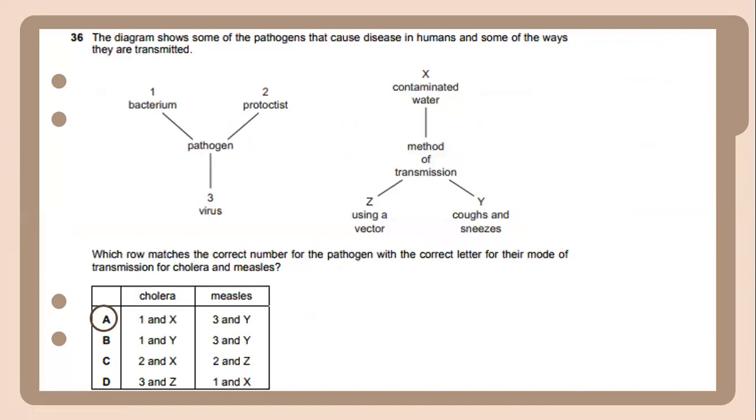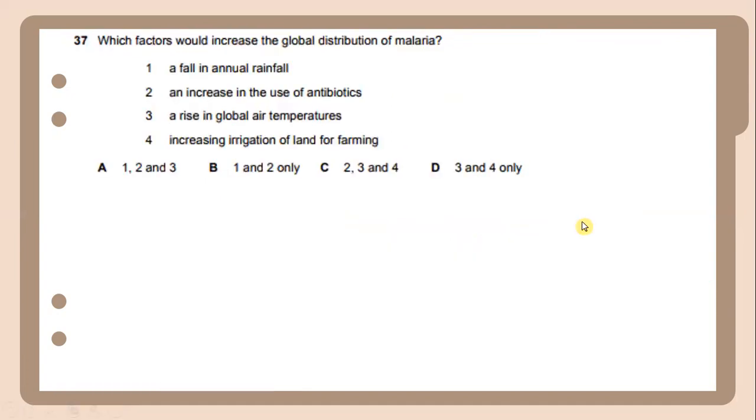Number 36. The diagram shows some of the pathogens that cause disease and some of the ways they are transmitted. Which row matches the correct number of the pathogen with the correct letter for the modes of transmission for cholera and measles? That will be the answer A.